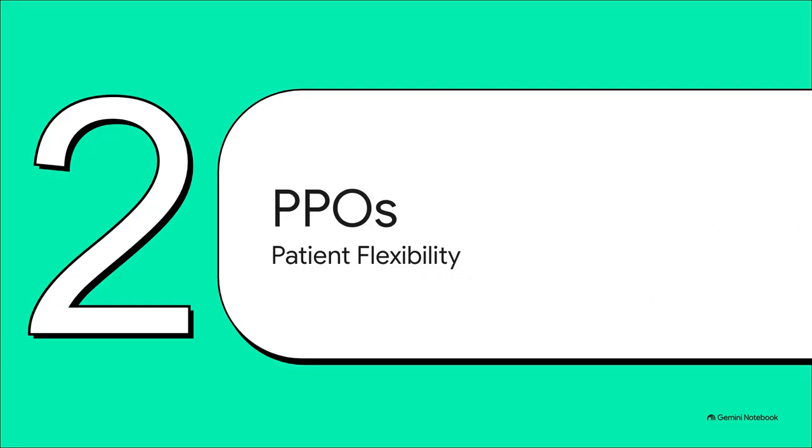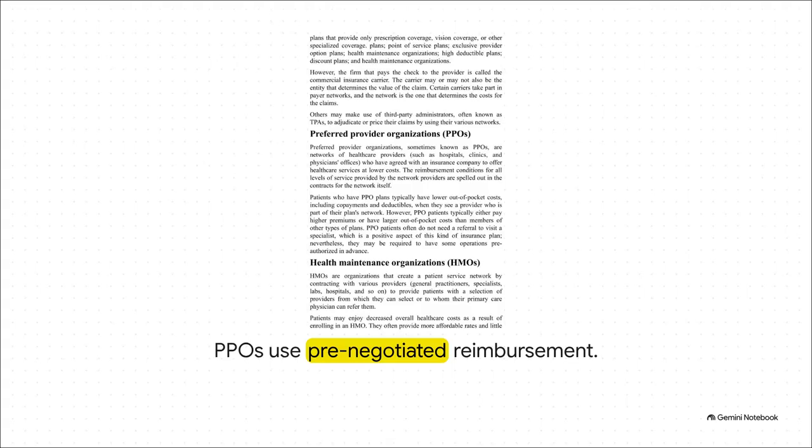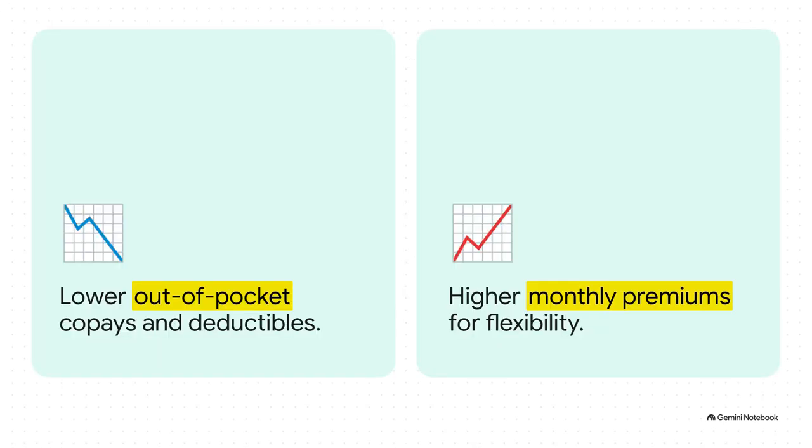Moving right along to Section 2, Preferred Provider Organizations or PPOs. Whenever we talk about the classic battle between patient flexibility and overall cost, PPOs pull hard toward flexibility. Preferred provider organizations are essentially just big networks of healthcare providers. We're talking hospitals, clinics, physicians' offices, all of whom have agreed with an insurance company to offer their services at lower, discounted rates. The reimbursement conditions for every single level of service are strictly spelled out well in advance within the network's contracts.